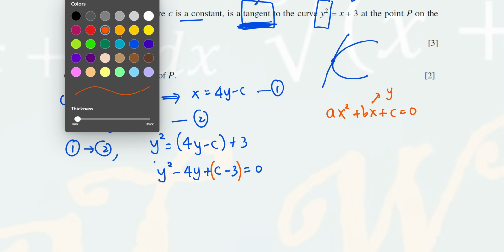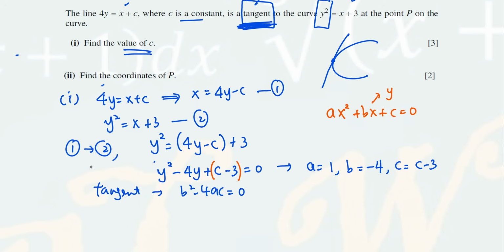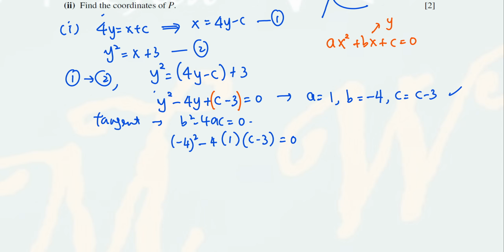Because of the tangent, b squared minus 4ac equals 0. But before that, I need to list down my a, b, c. A is 1 because of 1y squared, b is minus 4, and c is c minus 3. Now replace all the values into the discriminant equals 0. You will get the square of minus 4, minus 4 times a, which is 1, times c, which becomes c minus 3. From here you are able to find the c value.